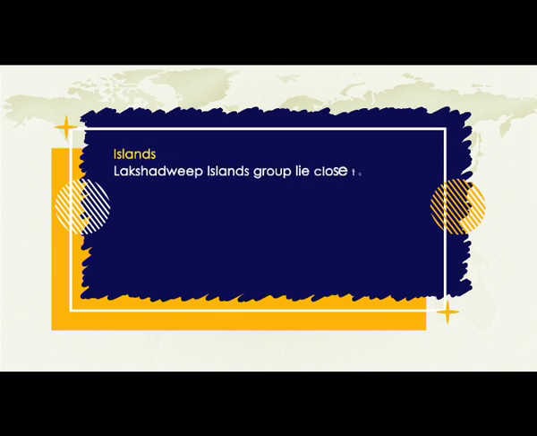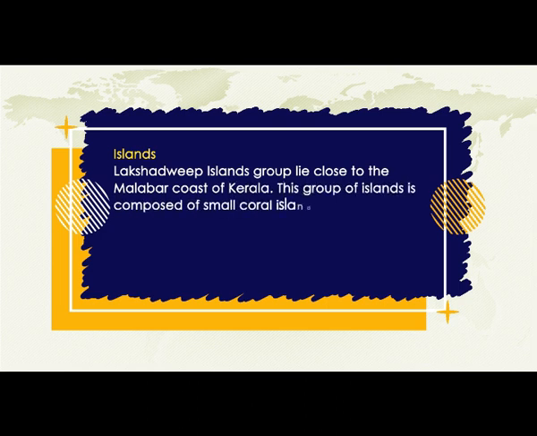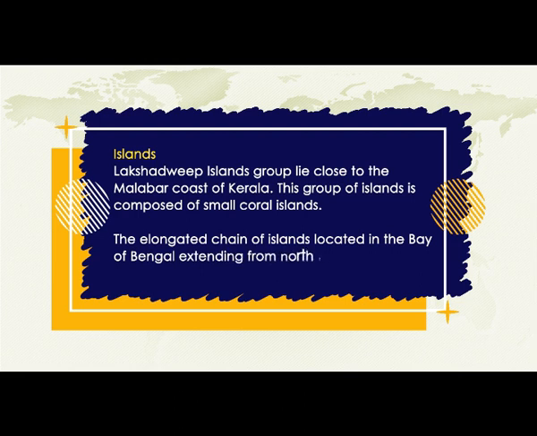Islands. The Lakshadweep Islands group lies close to the Malabar coast of Kerala. This group of islands is composed of small coral islands. The elongated chain of islands located in the Bay of Bengal, extending from north to south, are the Andaman and Nicobar Islands.